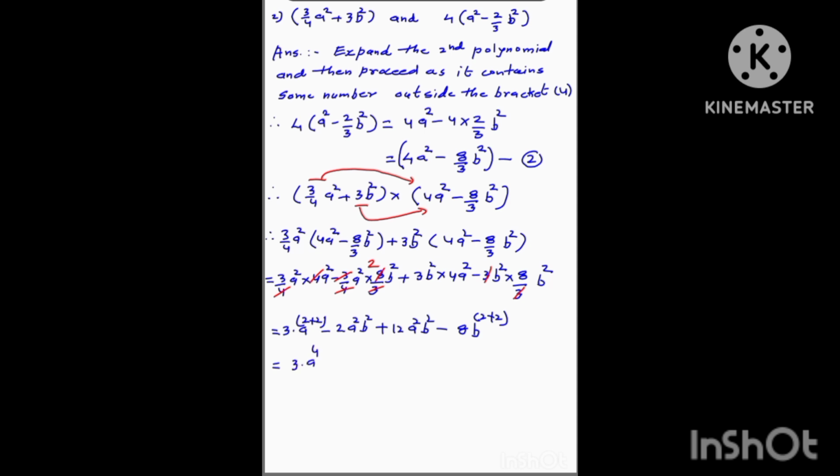Final answer: 3a raised to 4, now carry out this, plus 10a²b² minus 8b raised to 4. That's your answer. Okay, solve some problems. Another type of problems: simplify. Simplify these expressions. Okay, let us read.